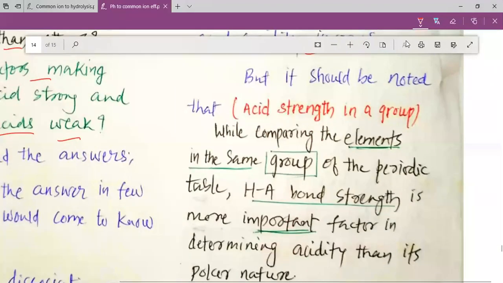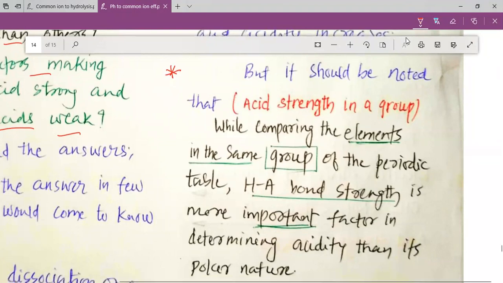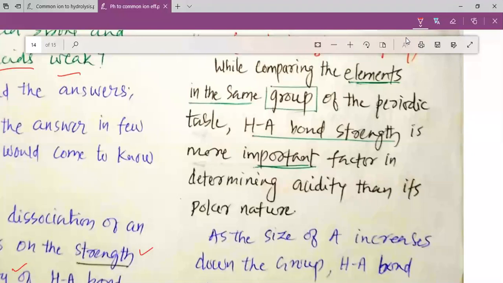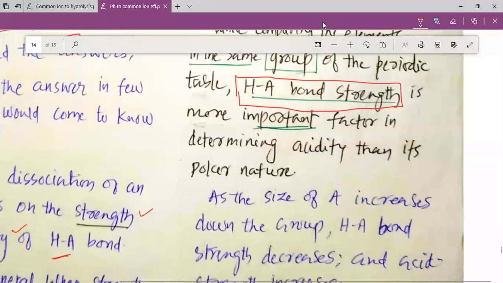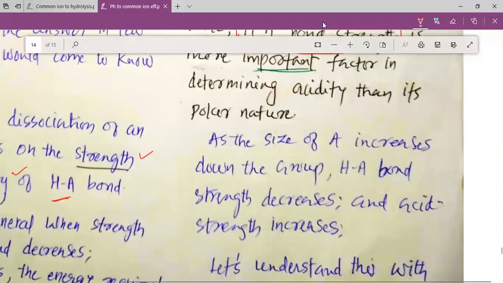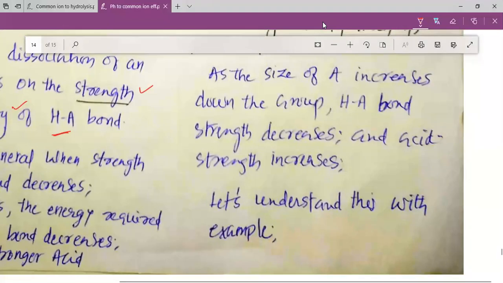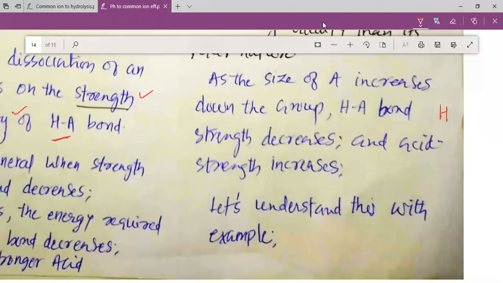But it should be noted that now we want to study the acid strength in a group. How do we understand the strength of an acid in a particular group? While comparing the elements in the same group of the periodic table, please remember that HA bond strength is more important. Whenever we study the acid strength in a particular group, it is very important that we study the bond strength. The decision maker whether the acid is strong or weak is the bond strength of this HA bond. HA bond strength is a more important factor in determining the acidity than its polar nature. So when we discuss acidity in a group, this bond strength between H and A is very important, and it decides whether the acid is strong or weak.